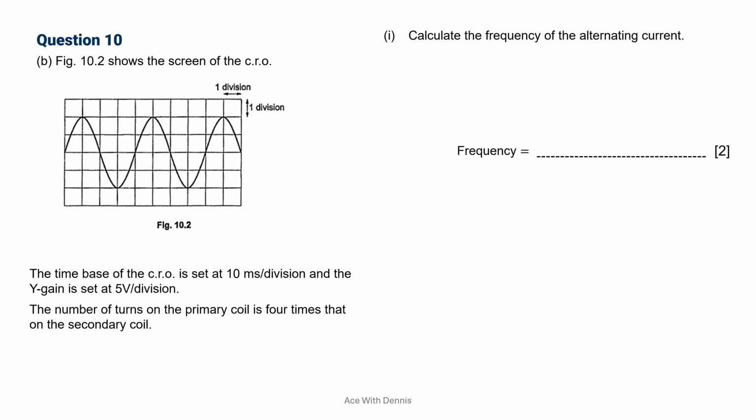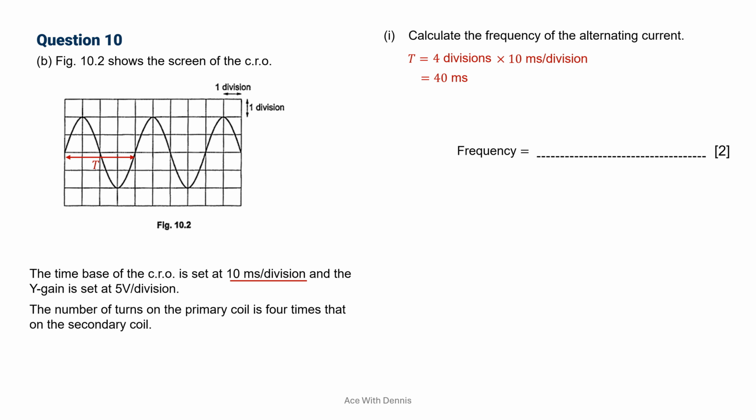2 marks. So before we calculate the frequency of the alternating current, first we need to determine the period of the alternating current. So from the screen of the CRO, this is the period of the alternating current. Okay, so this is one complete cycle. So you take 4 divisions from the screen to complete the cycle. So now the period T will be 4 divisions and the setting is 10 milliseconds per division. Therefore, the period will be 4 divisions multiplied by 10 milliseconds per division and we'll get 40 milliseconds.